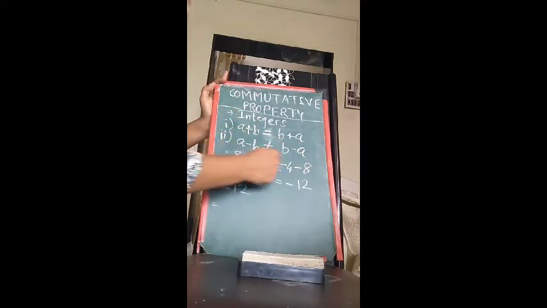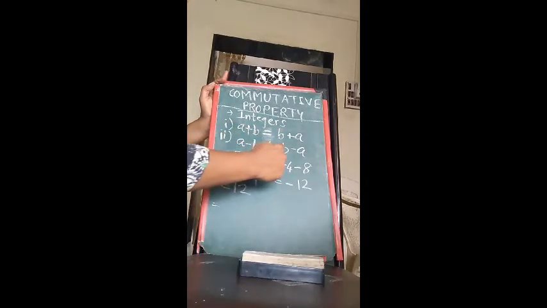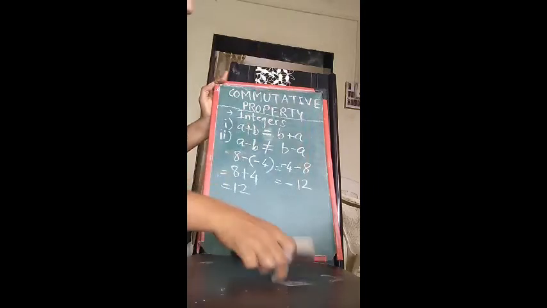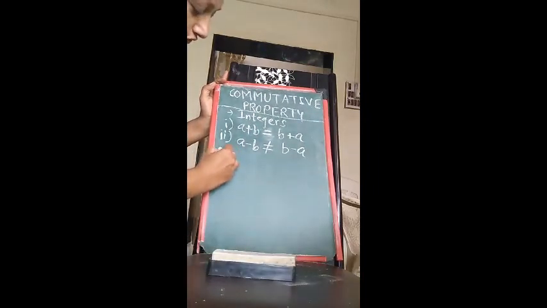So write down this second line. a plus b you have already. Now write a minus b is not equal to b minus a. Now we are going for multiplication.